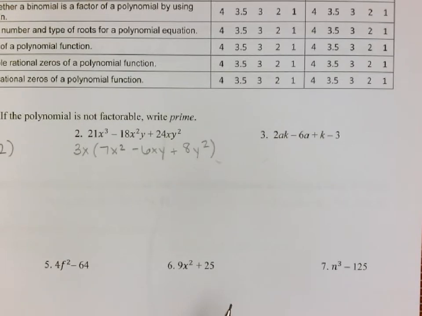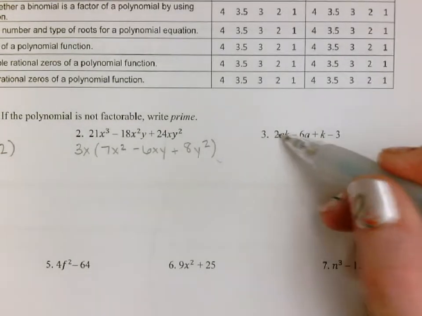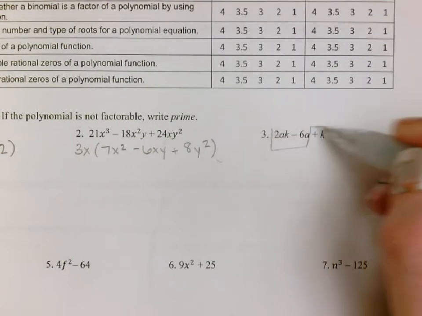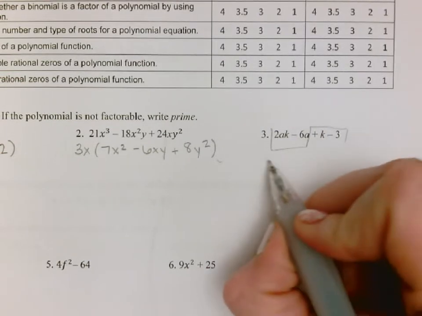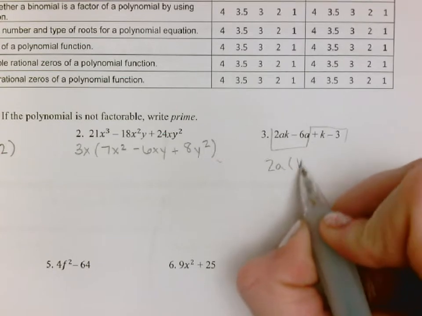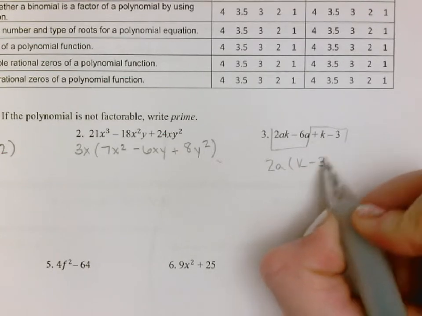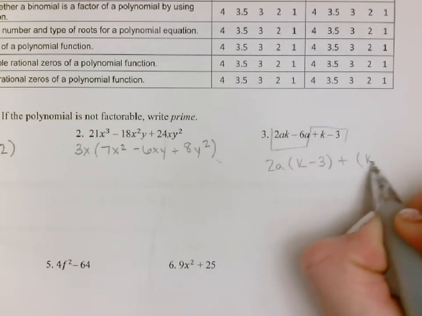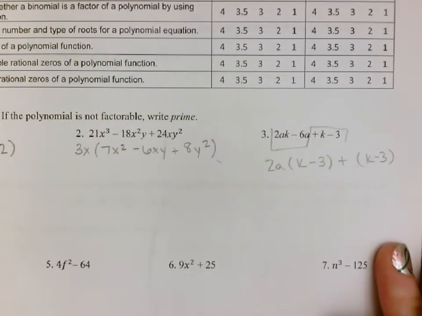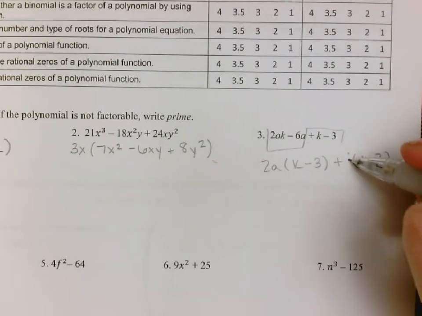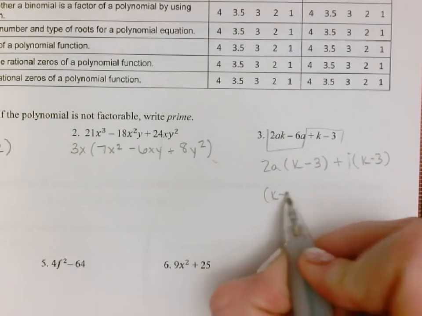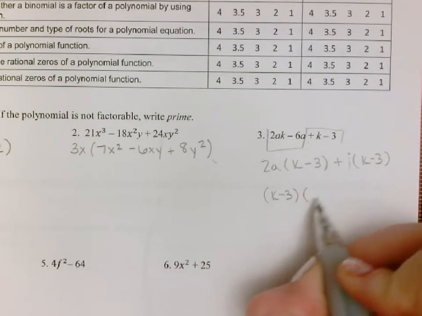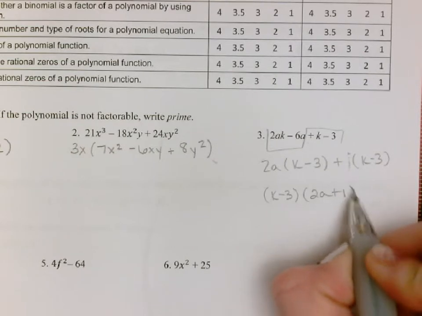Alright, looking at this group, there are 4 terms here, so I'm going to break this up into 2. So here I have a 2 and an a that I can pull out. So 2a gives me k minus 3 plus k minus 3. There is a value of 1 here that you cannot see. So I pull a k minus 3 out of both. I'm left with 2a plus 1.